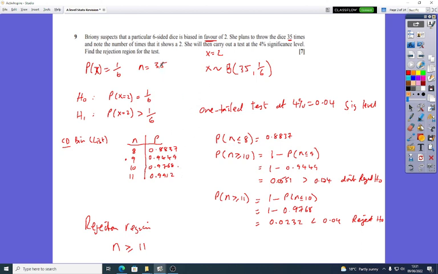Okay, so I would say about 3 marks here, 4 marks, and then about a couple of marks here, and then the odd mark for stating the rejection region where we are.